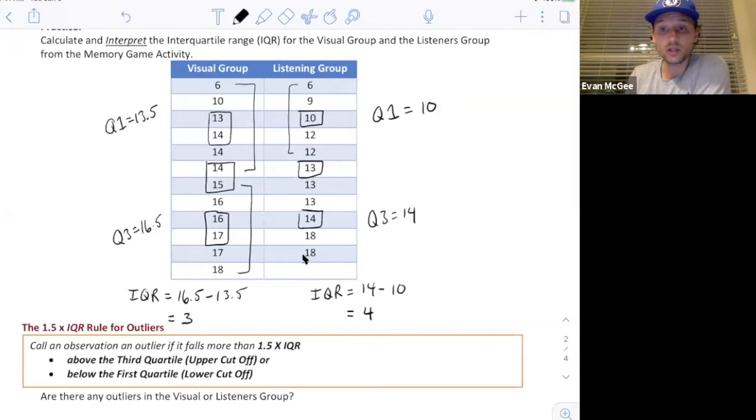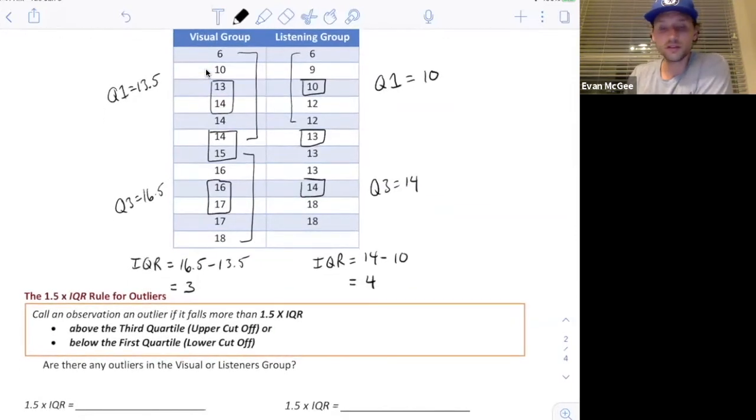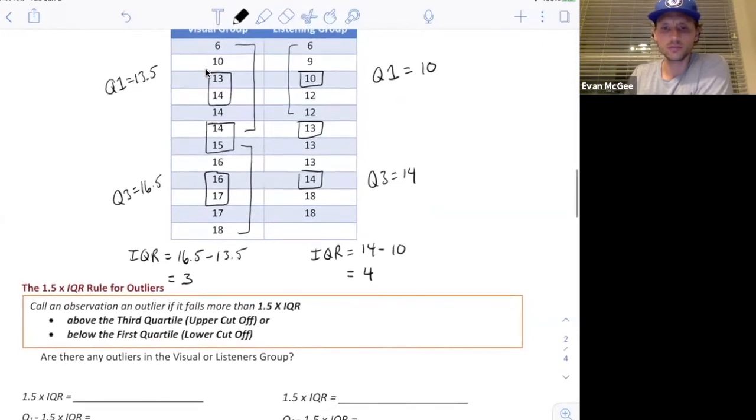So the IQR is a measure of spread, and you can see the middle 50% of this data set is between 14 and 10, and it has a spread of 4, or a range of 4. So technically the listening group is a little bit more spread out than the visual group, but not much. There's more variation, but they're very similar, just slightly more.